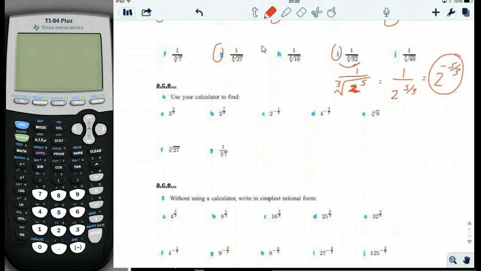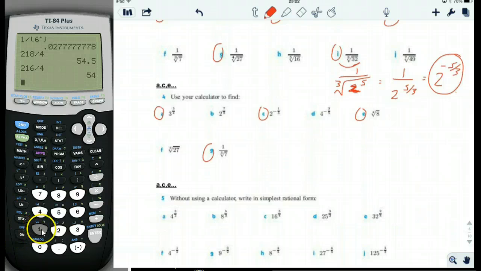Use your calculator to find, and they give us a whole bunch of weird ones here. We're going to do A, C, E, G. It says 1 over the cube root of 7. So let's use our calculator to figure that out. So 1 divided by 7 to the 1/3. Is that what they said? 1 over the cube root of 7. Okay. So it's 0.523.